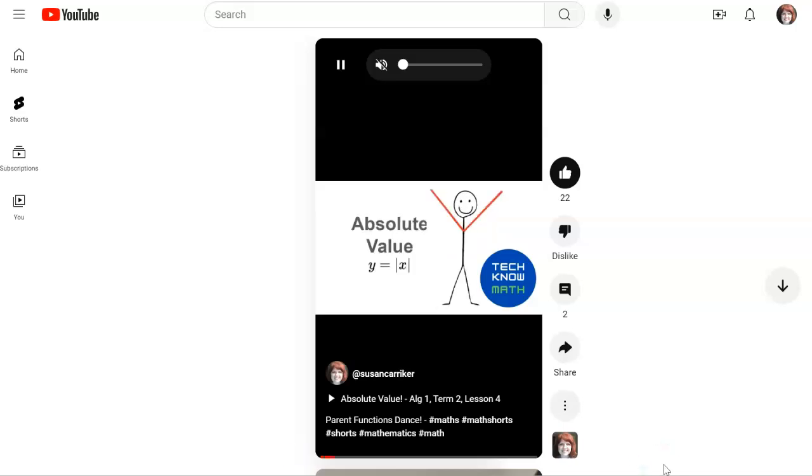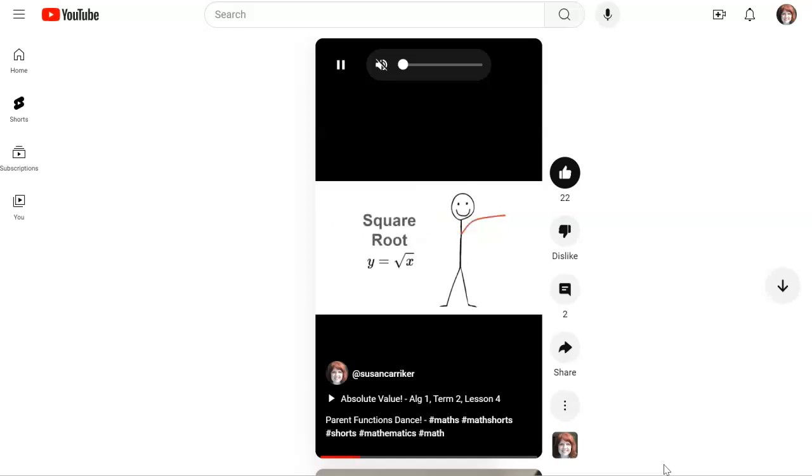So you'll see in these graphs the different representations, the graph, the equation, and the name of the parent, and these speed up as they go through the video.